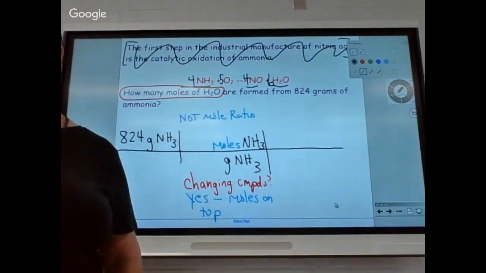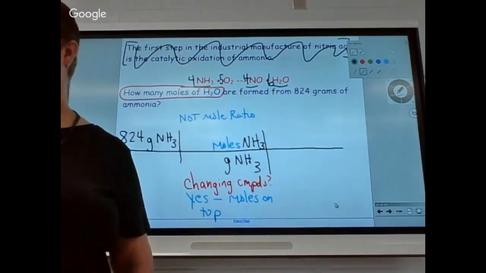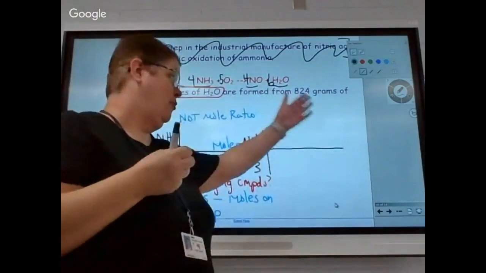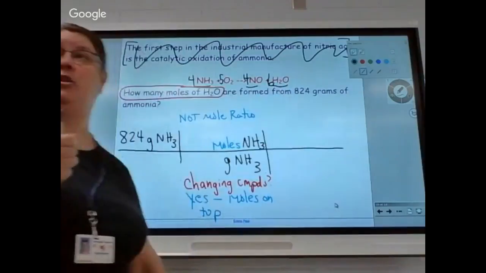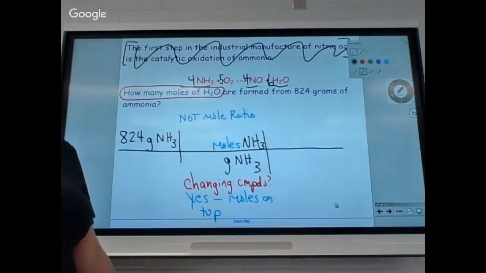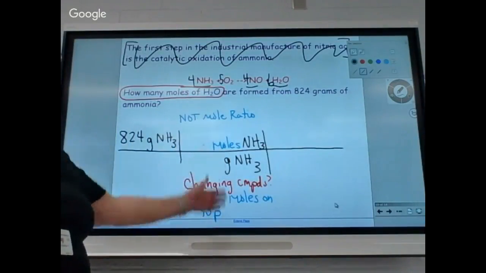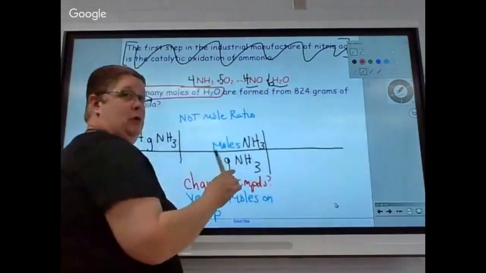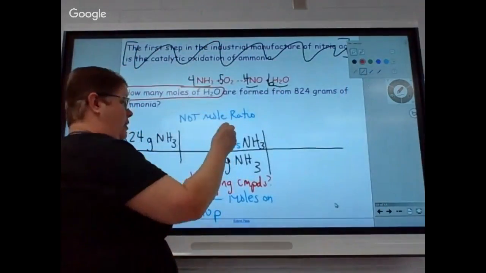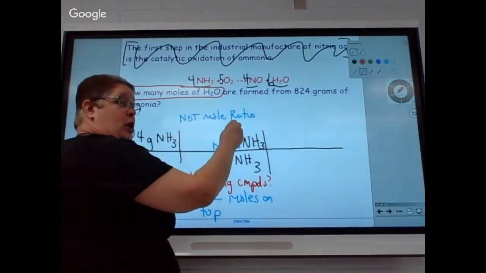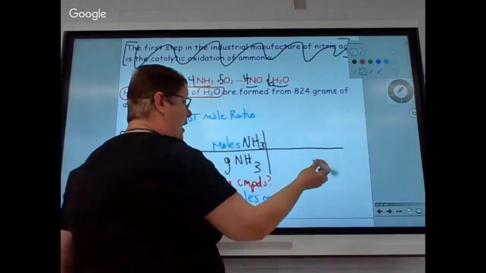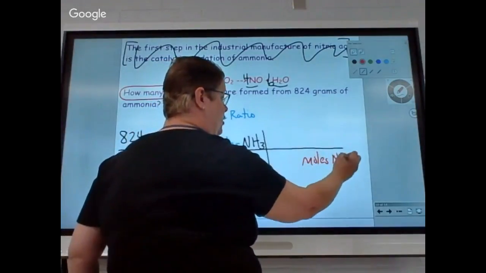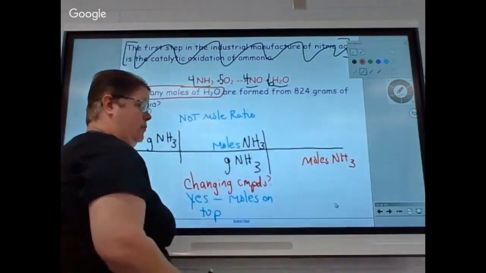Now, I need to change compounds, right? That's why I need this third section. I'm going to have to change in this next section. I can't change immediately because this isn't moles over moles. So, what has to go on the bottom? Those of you who are struggling with this, whatever's on top has to go where? On the bottom. So, moles of NH3 has to go on the bottom.